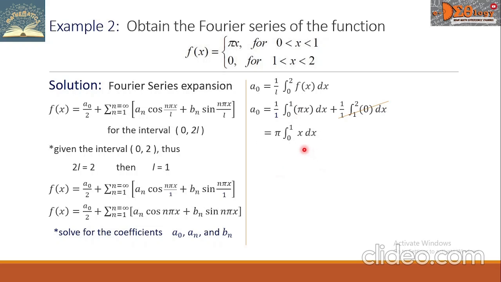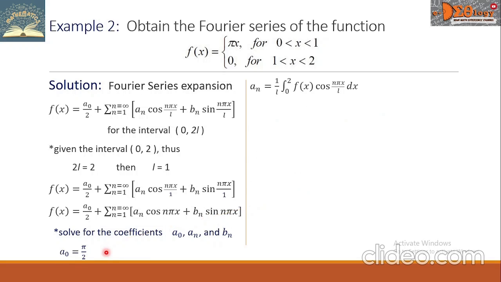Then we do integration. The integral of x is x squared over 2. Then we evaluate this with respect to limits from 0 to 1. It becomes like this. 1 squared over 2 minus 0 squared over 2. We can cancel this 0 squared over 2. We simplify 1 squared to be 1 over 2 times pi. So we have this pi over 2. This is the value of a sub 0. Let us write the value down here. Then we go for a sub n.